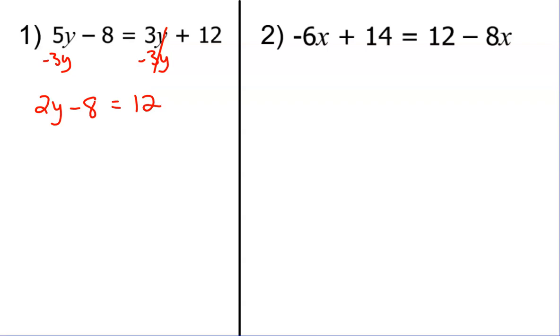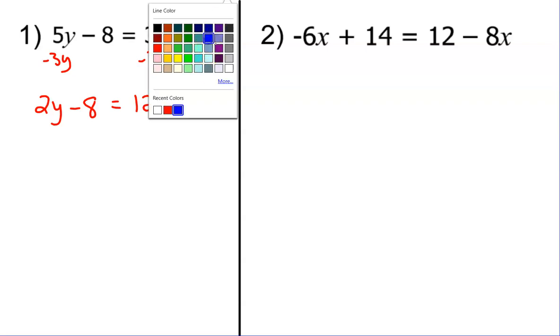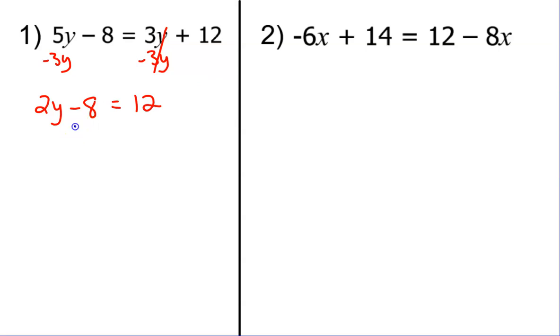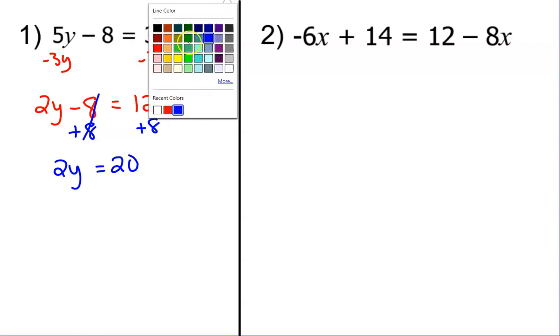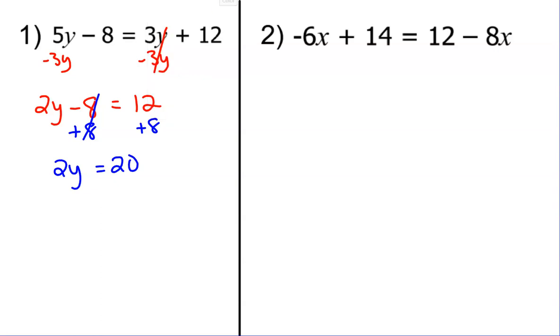I'm going to move my 8 over to the other side. Right now it's being subtracted, so to move it over, we're going to have to add it. So now I have 2y equals 20. We have just my variable on the left, just my constant on the right. The last thing we need to do is finally get our variable by itself. Right now it's being multiplied by 2, so to move that 2 out of the way, we're going to divide both sides by 2. And we are left with y is equal to 20 divided by 2, which is 10.